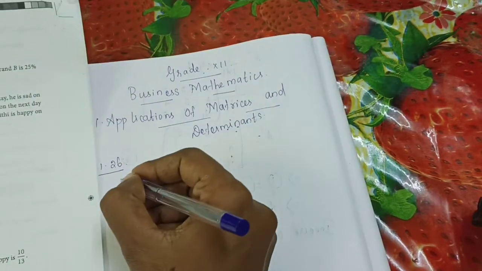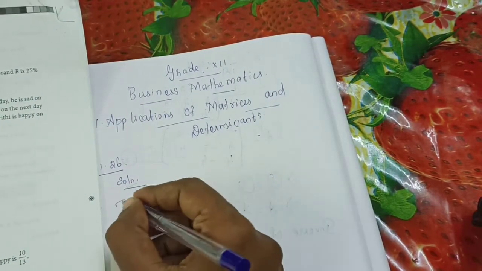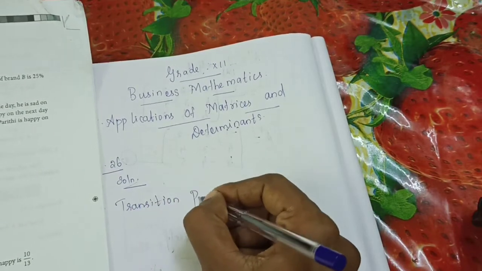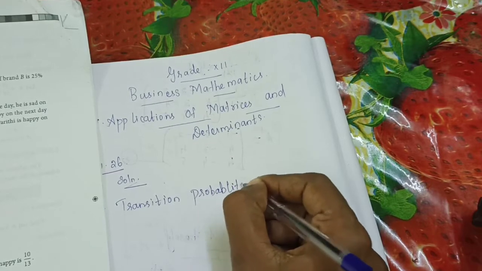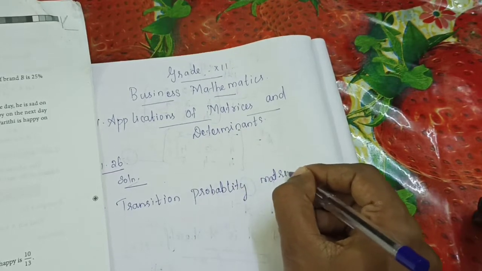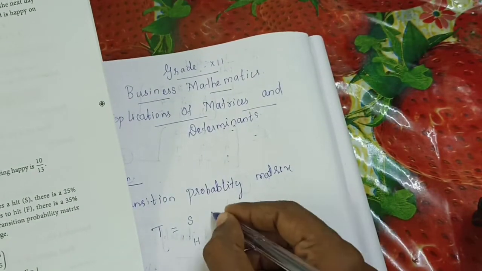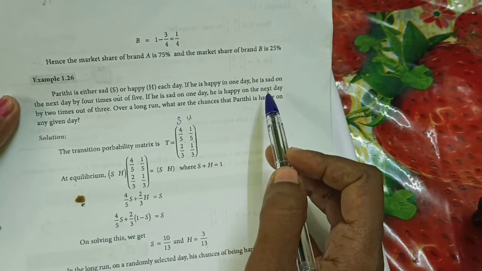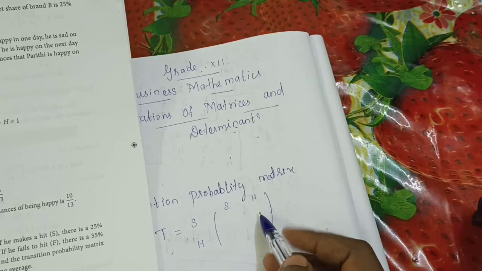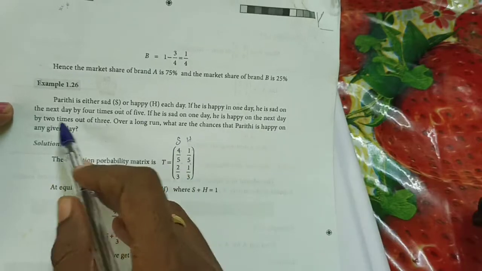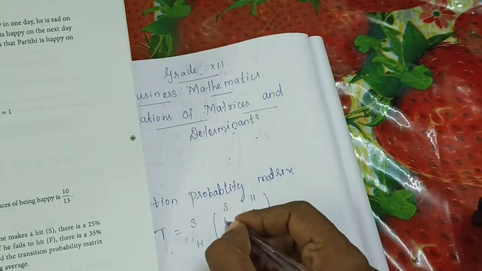Understand? First I am going to write the transition probability matrix. If I write the transition probability matrix correctly, then it will be easy for you. So the transition probability matrix T is equal to, listen, Parthi is either sad or happy. So two things, sad and happy, and here also sad and happy. If he is happy on one day, he is sad on the next day 4 times out of 5. That is 4 by 5, and happy is 1 by 5.